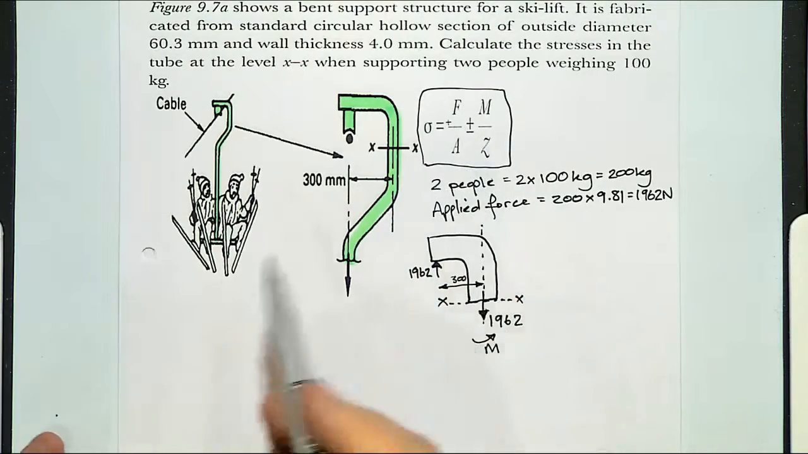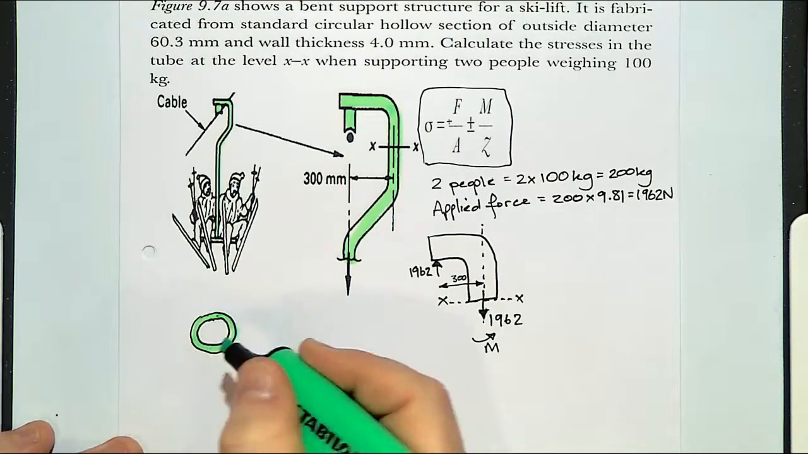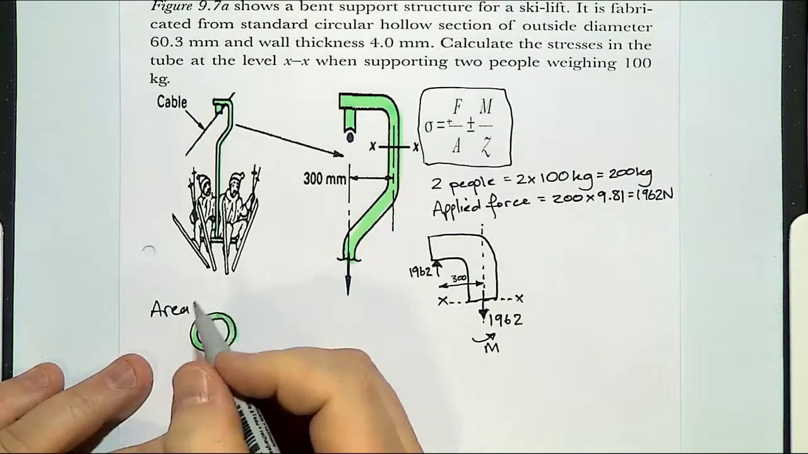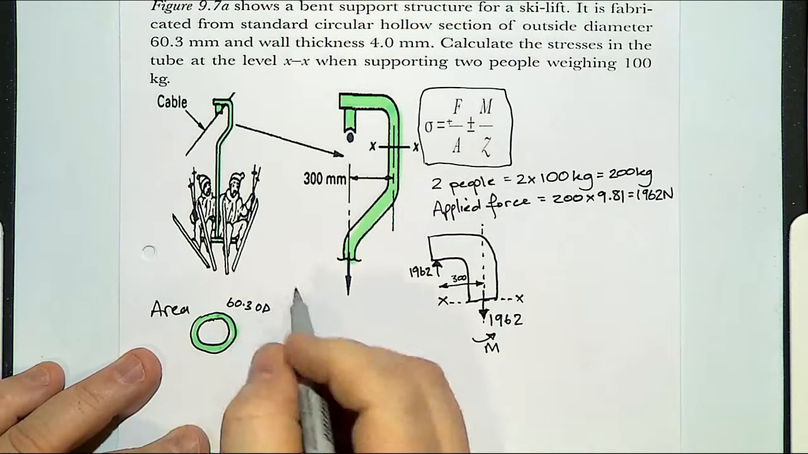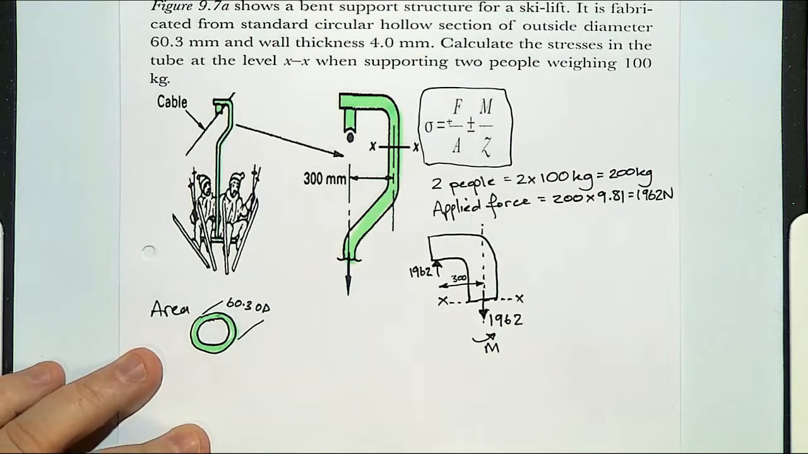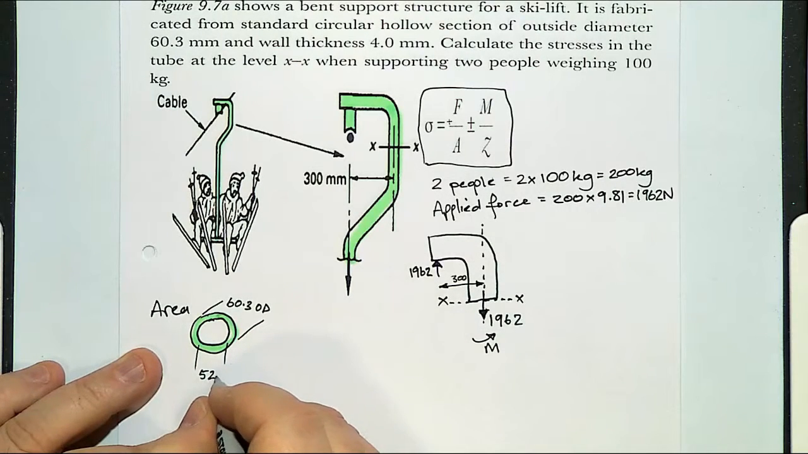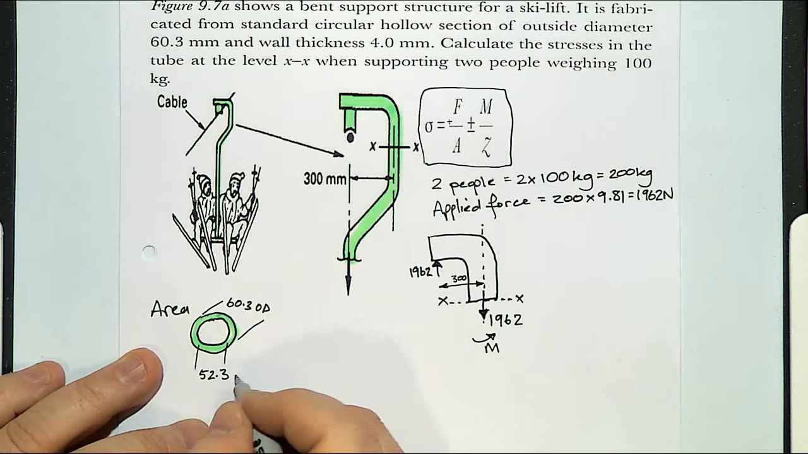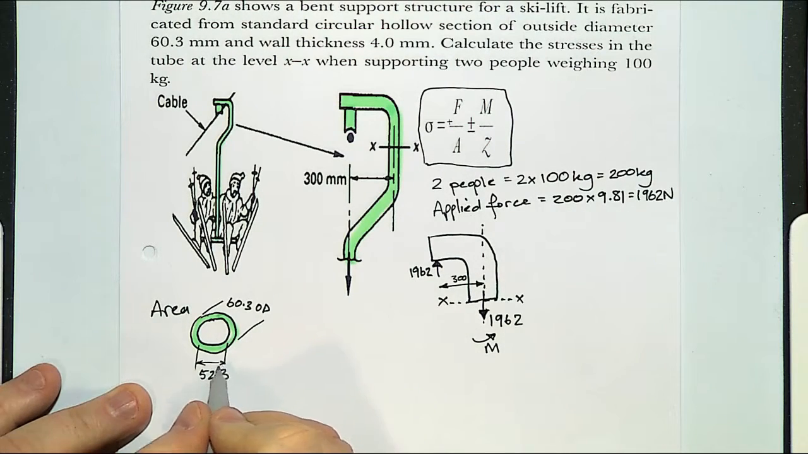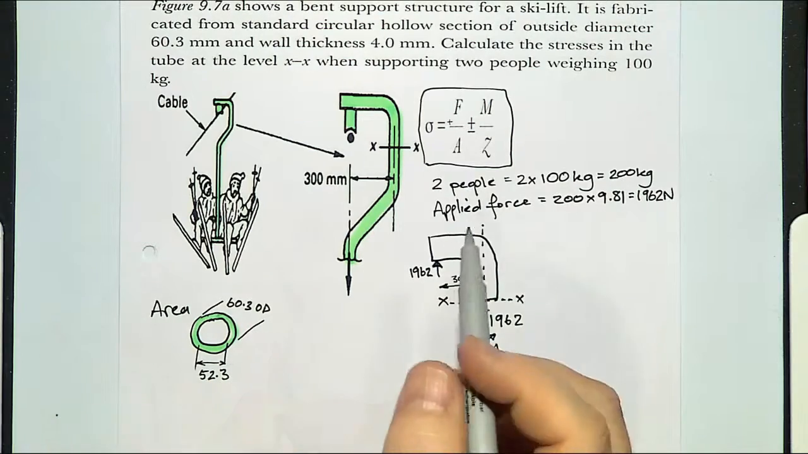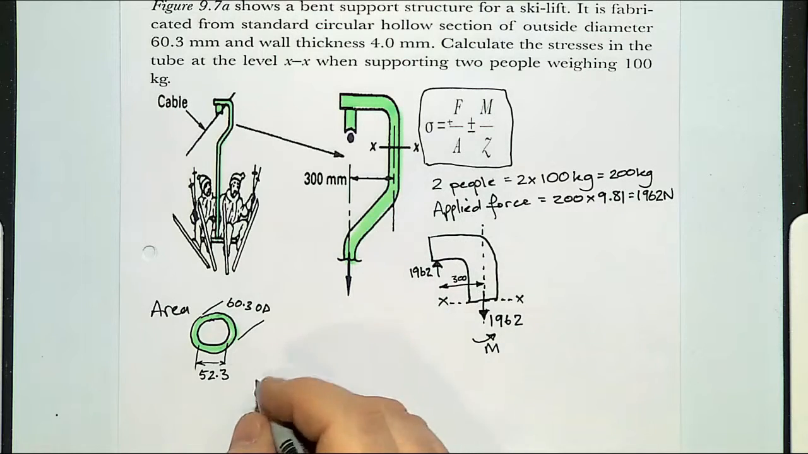Let's look at the area. So we've got 60.3 outside diameter, and then we've got a 52.3 internal diameter because it's a 4 millimeter wall thickness. So we've got our force. We can work out our area in terms of our moment.